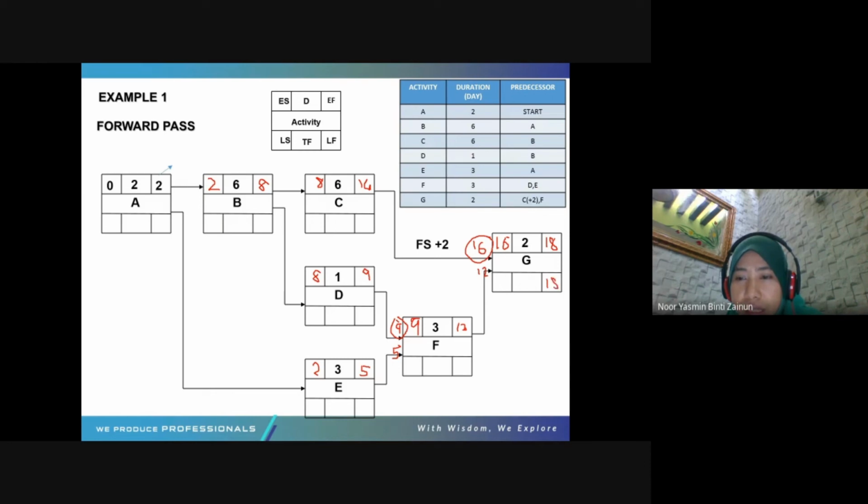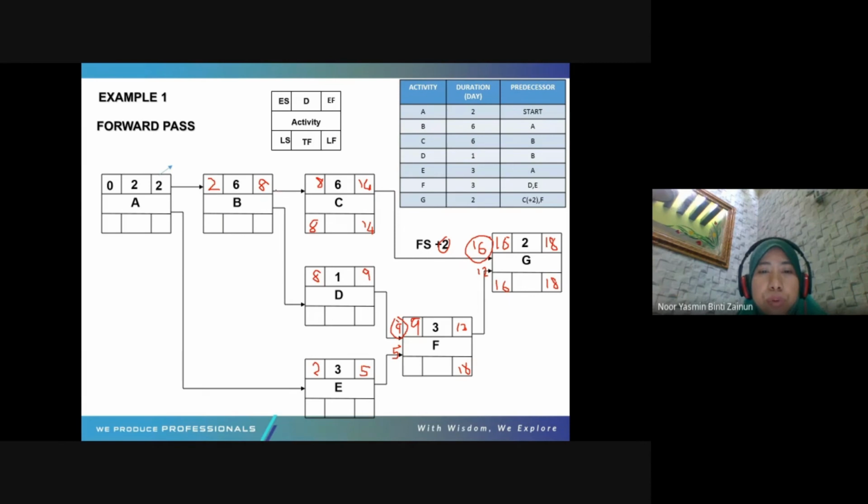Okay, 18 minus 2 is 16. Okay, 16 carry forward here. And 16 minus 2 is 14. Kena minus dekat sini ya. Bila dia forward pass plus, but backward pass you need to minus. Okay. 14.